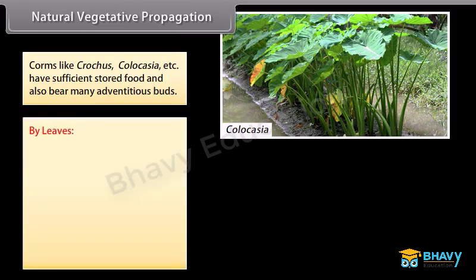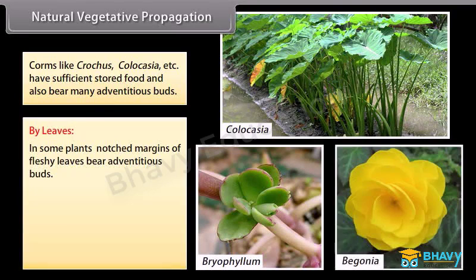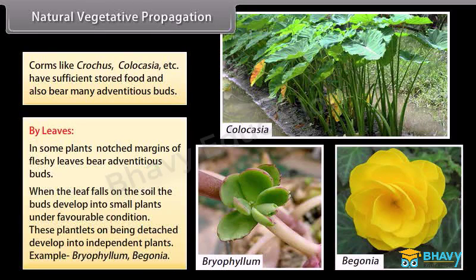By leaves. In some plants, notched margins of fleshy leaves bear adventitious buds. When the leaf falls on the soil, the buds develop into small plants under favorable conditions. These plantlets, on being detached, develop into independent plants. Example: Bryophyllum, begonia.